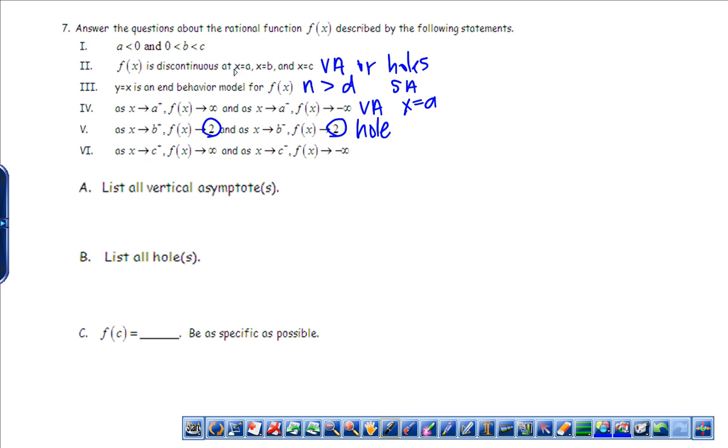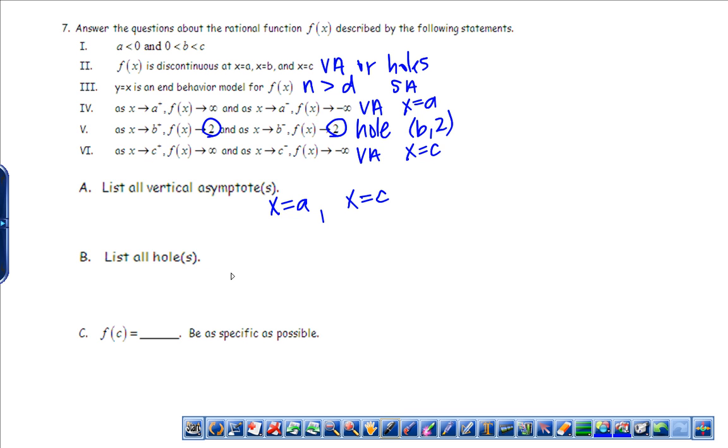So remember up here it gave us some information. So at a, it was a vertical asymptote, and it looks like I have a hole here, and it's going to be at b, 2. At c, if you approach from the positive side, it approaches infinity. From the negative side, it approaches negative infinity. So I would say this is another vertical asymptote at x equals c. So it says list all vertical asymptotes. So we found x equals a and x equals c.